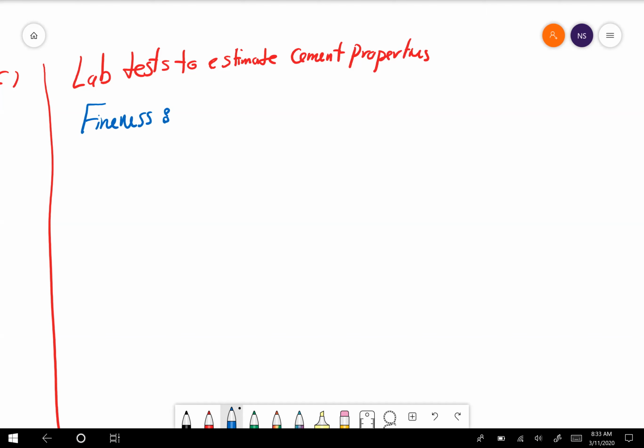And with the fineness test, we basically want to know how fine our cement particles are. And these are indirect methods, because if you want to directly measure the fineness of the Portland cement, you would not be able to do that without very high precision equipment or devices. So you need to have sort of an indirect method to estimate the fineness.